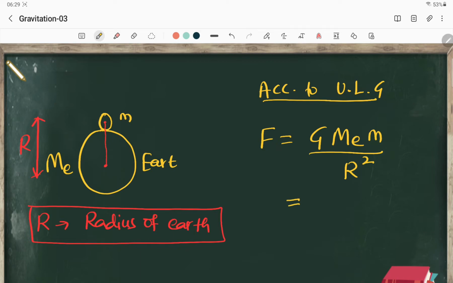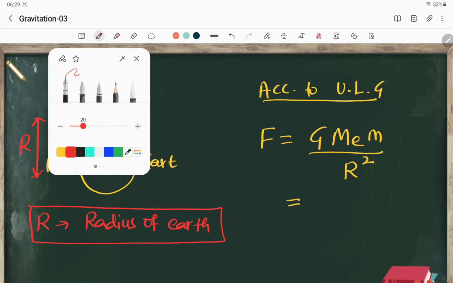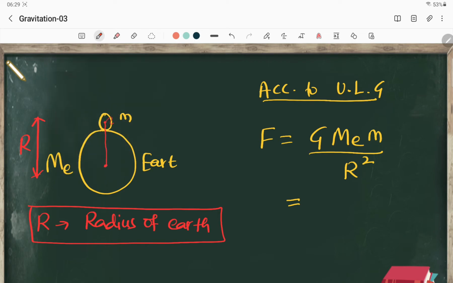Now listen to me very carefully, this is very important. This body is getting attracted downwards, right? That's why it is sticking to earth. So with what force will it be attracted? With force mg. It is attracted with some force, and definitely this force is equal to mass into acceleration, and acceleration is nothing but acceleration due to gravity. I hope it is clear. So instead of this F, I can keep here mg.